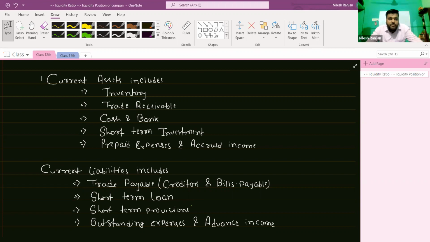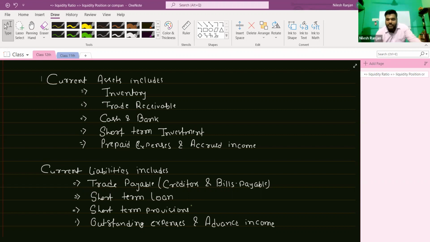So if you want to convert any item into cash within some specified time, within 3 months, 4 months, or 5 months, less than a year, then it will be called current assets. Is that clear? Little bit, sir.